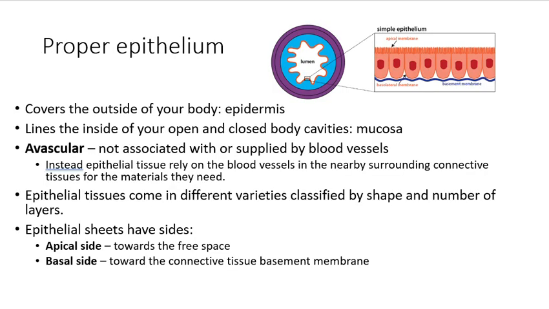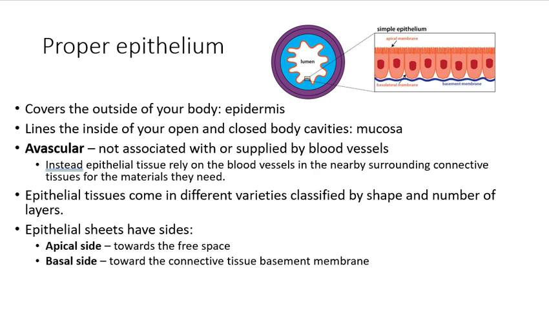So let's look at proper epithelium first. Well, proper epithelium is avascular, so it's not associated with any blood vessels. Instead, it actually gets its nutrition from the blood vessels that are in nearby surrounding connective tissue. So it gets its nutrition via diffusion. Now, inside the body, proper epithelium is generally called mucosa. Outside the body, it's called the epidermis. But no matter where it is, it doesn't have blood vessels, so it is avascular.